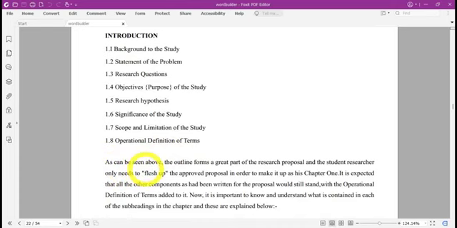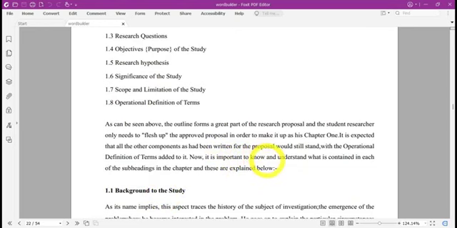So as can be seen above, the outline forms a great part of the research proposal, and the student researcher only needs to "flesh up" the approved proposal in order to make it up as chapter 1. Flesh up, that is adding. This is a kind of skeleton, and then you're adding more to what you have been given. It's a kind of direction to you. You do the work of fleshing it up, that's adding what is required to it. It is expected that all the other components as had been written for the proposal would still stand, with the operational definitions of terms added to it.